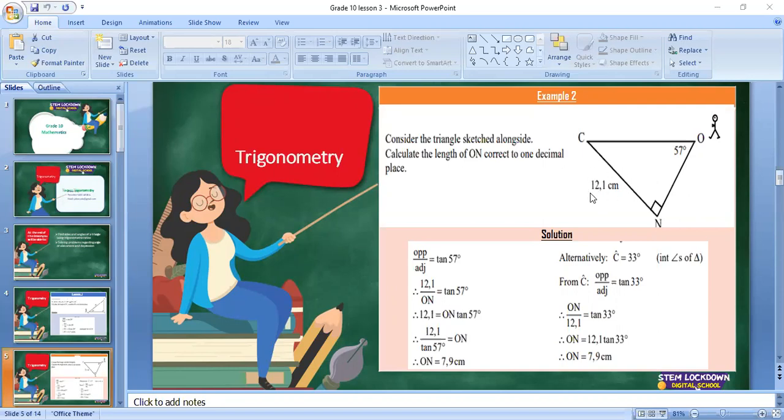So without doubt, it is tan we're going to use, because tan is the only one that has opposite and adjacent. This here is the hypotenuse, the side facing your 90 degrees. This is your opposite, this is adjacent. So again, how do we know whether to use sine, cosine or tan? We check the sides.